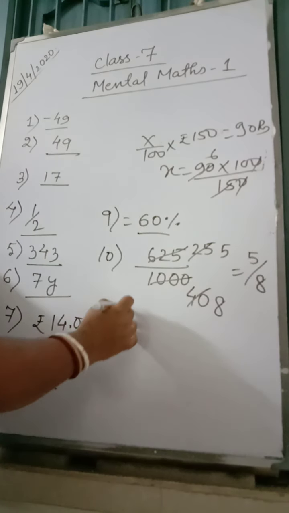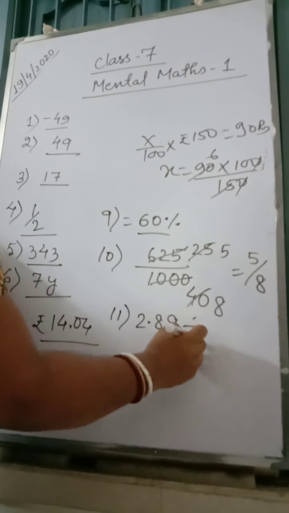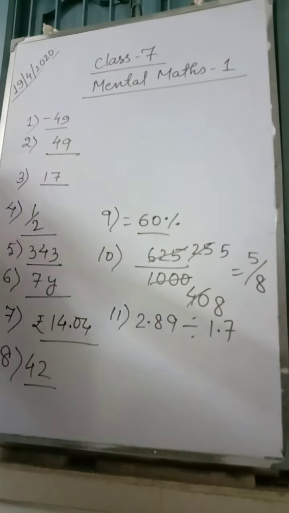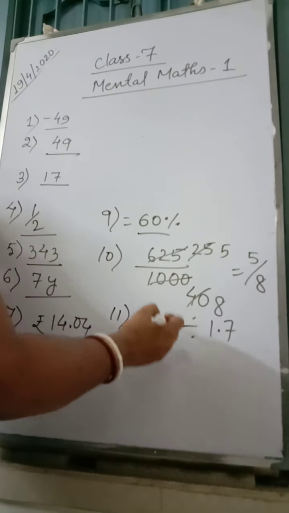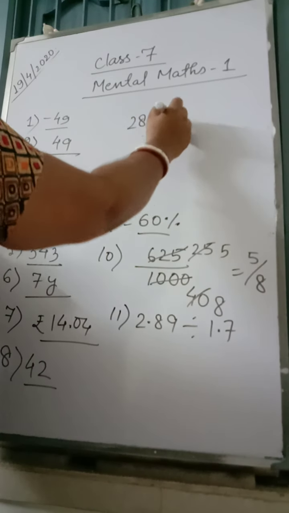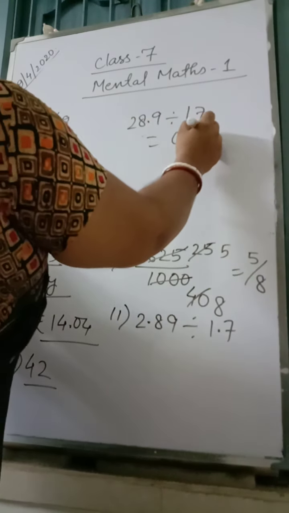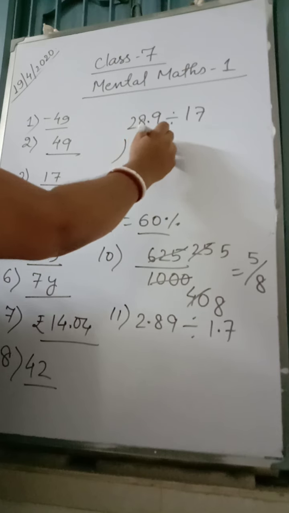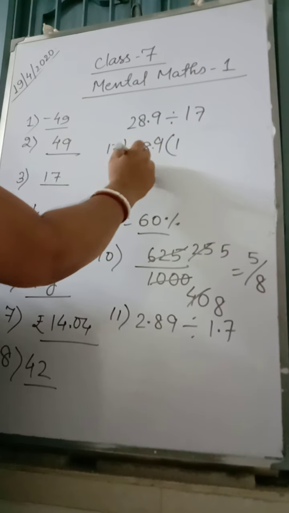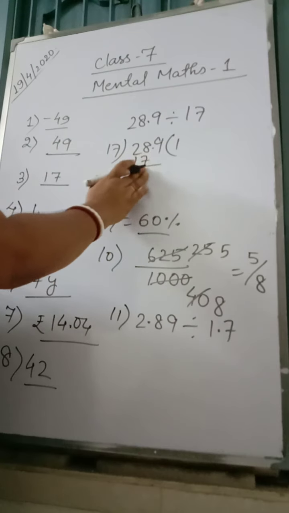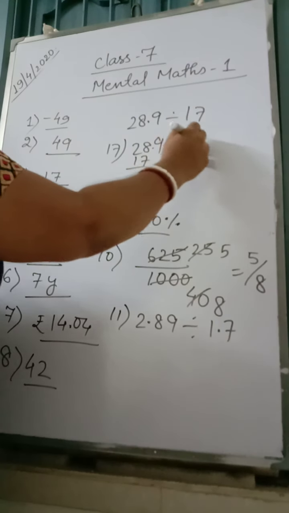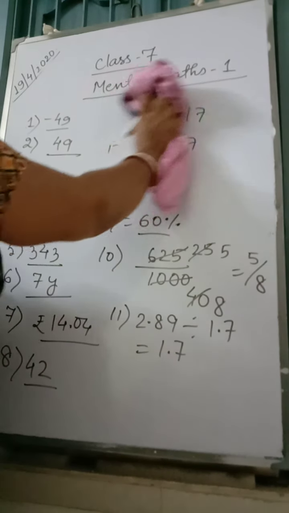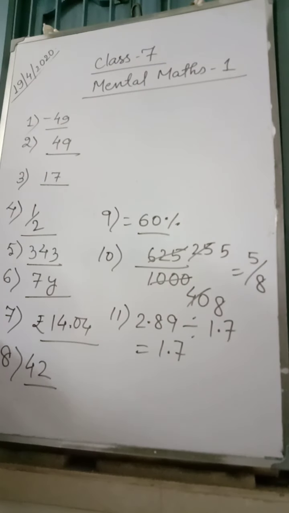2.89 divided by 1.7. I have taught you this beforehand. If the divisor has a decimal, we multiply by 10. So this gives you 28.9 divided by 17. Now you see 28, 9, 17. 17 ones are 17. So it gives you 1.7. The answer is 1.7. That is question number 11.